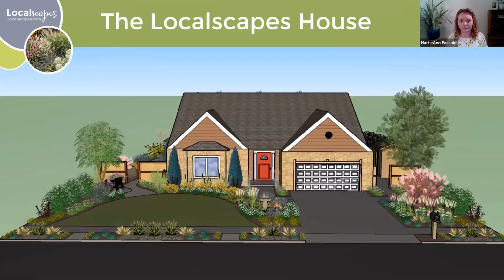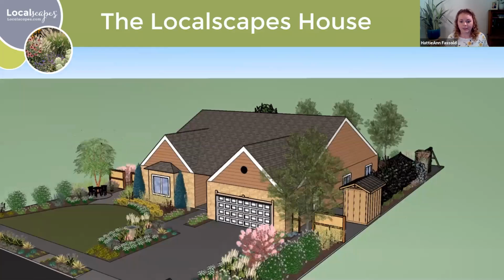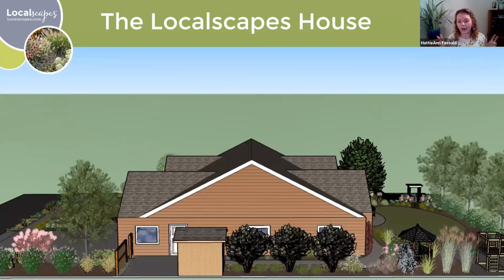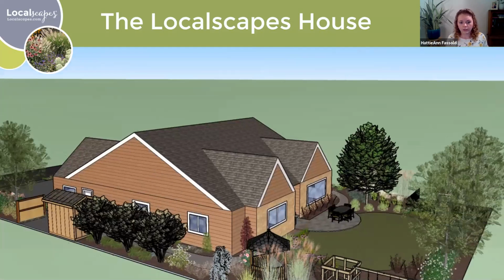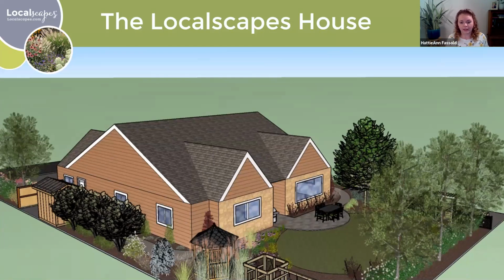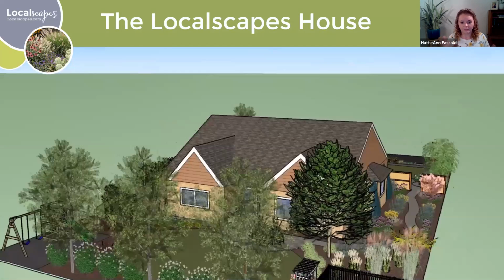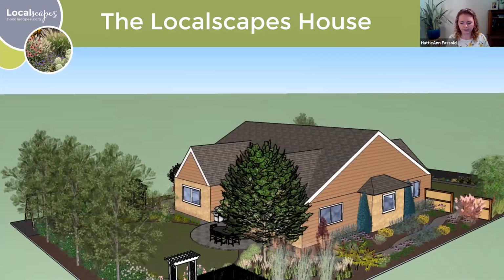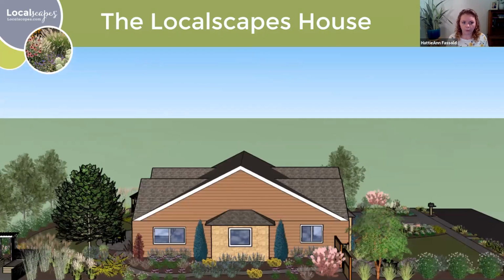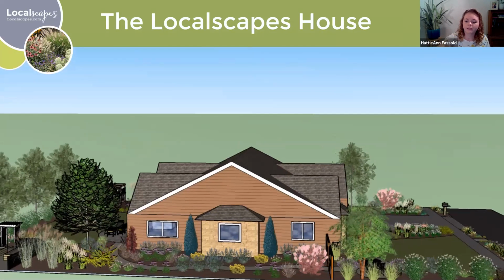So we're going to start getting into the steps. This is the Localscapes house. It's a 3D rendition that they've made to kind of show you all the different parts of the landscaping, or the Localscaping 5-step process. And so this landscape has all of those steps within it, and we're going to be going through each of those steps separately.